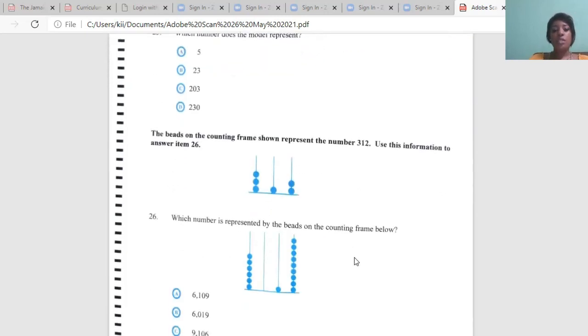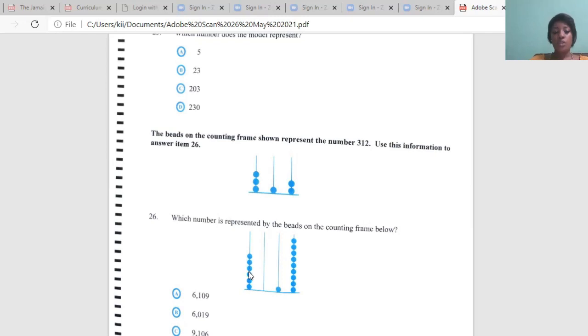The beads on the counting frame represents the number 312. Use the information to answer item 26. Which number is represented by the beads of counting frame below? So this is 3 in the 100 place. I know that this is 3 in the 100 place, 1 in the tens place, and 2 in the ones place. So I'm going to follow that same pattern and say that because there's 4 of them, I know that there's going to be a 1,000 place. So there's no 100.